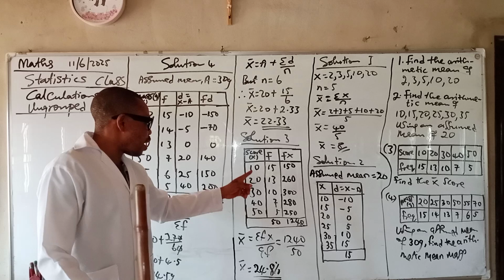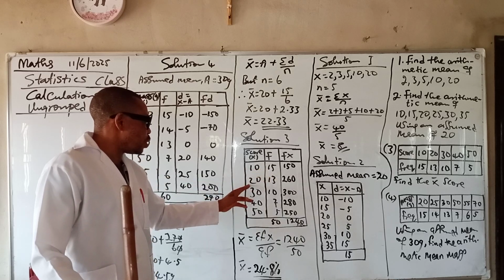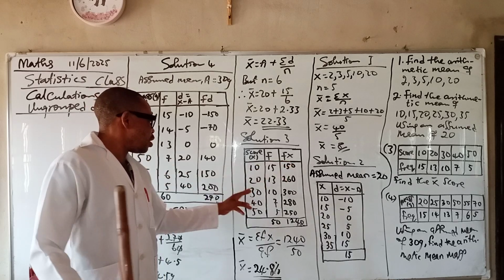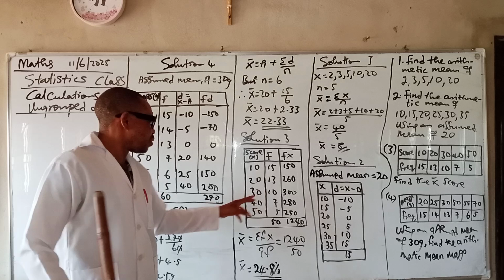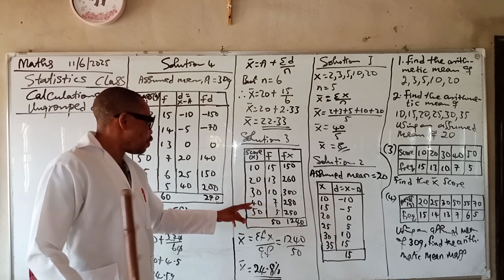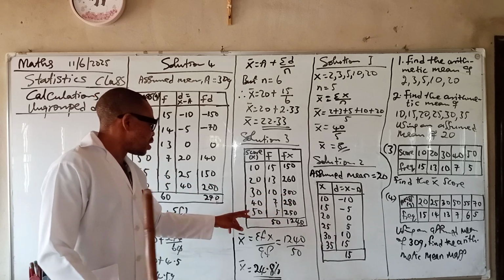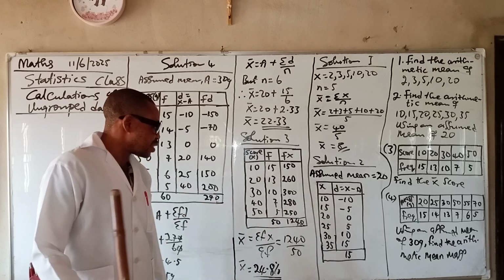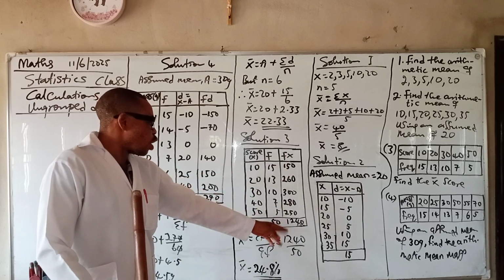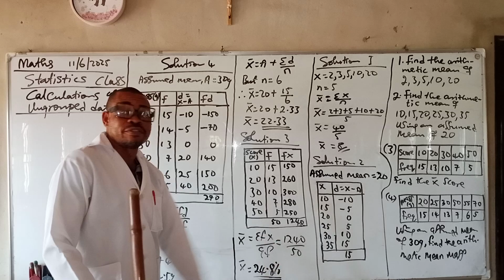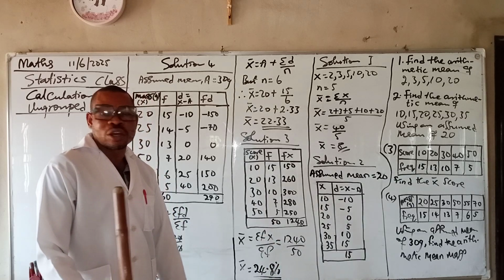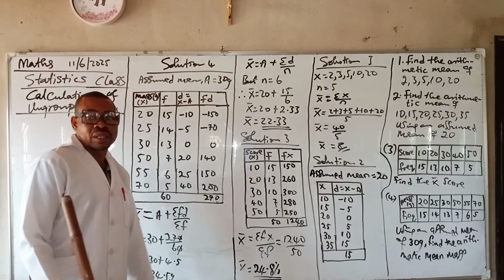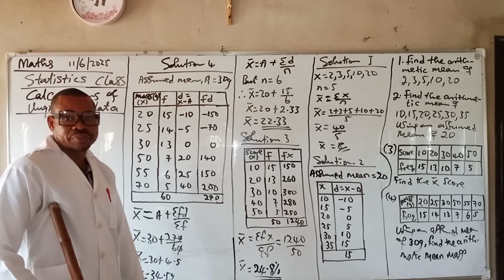To get fx, we have 10 times 15, 20 times 13, 30 times 10, 40 times 7, and 50 times 5. Then when you sum them up, we have 1,240. Is that what your calculator gives you, Abby? Yes. Are you with me? Yes, sir.